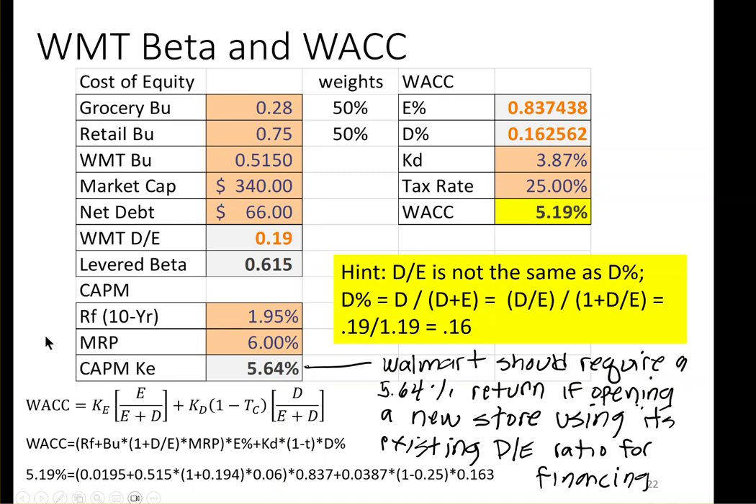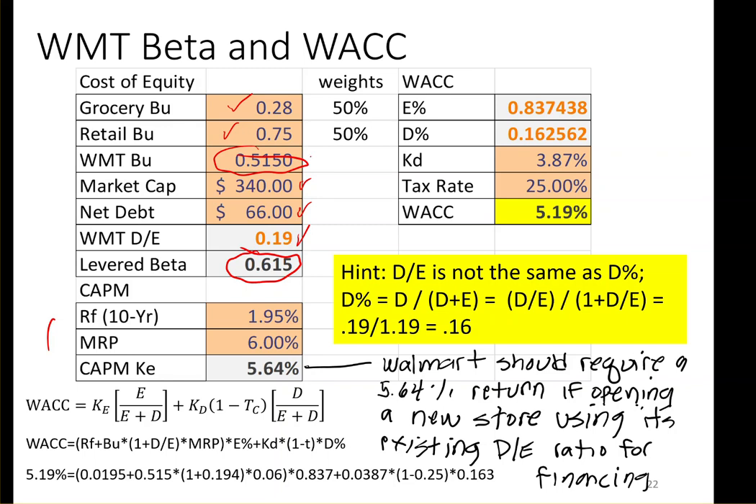So summarizing what we've collected so far for Walmart data, Walmart has an unlevered industry beta of 0.515. That's because they're half a grocery store and half a retail store. Their D/E ratio is 0.19 because they have $66 billion in net debt and $340 billion of market value of equity. And we're able to calculate a levered beta that we'll use in CAPM of 0.615.